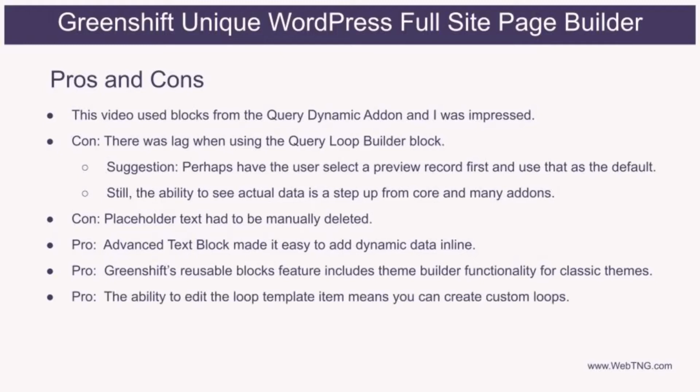A very nice feature of the Greenshift Query Loop Builder was the ability to edit the item template. That works both in the full site editor and also in the regular Gutenberg editor when creating a post listing. The ability to edit the template provides a lot of flexibility for creating custom loops.